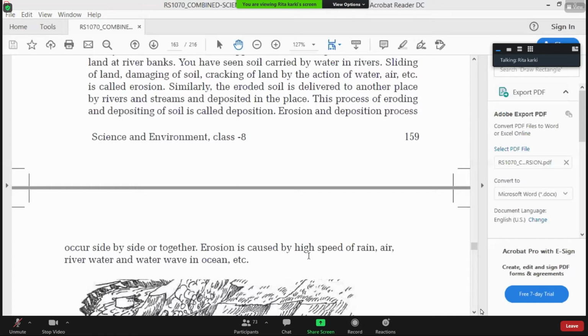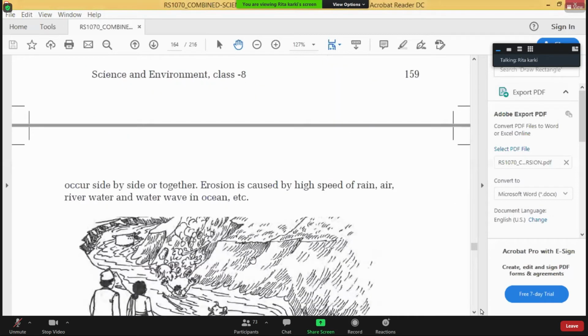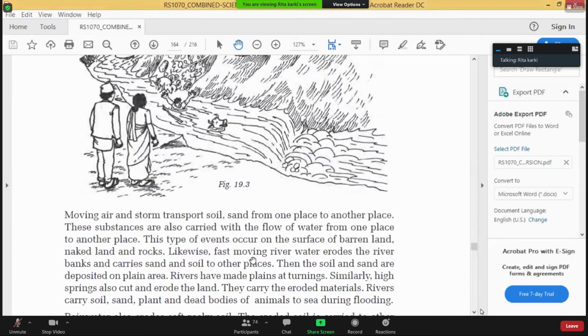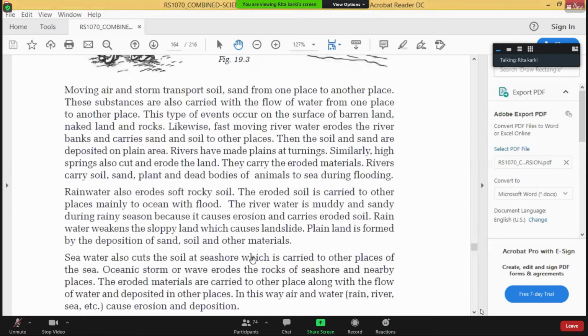The only condition is that there should be a high speed of rain, air, or river water for the soil to get eroded from one particular place and then get deposited in various other places. Basically, soil from one particular place gets eroded if the soil present there is loose. If the soil in agricultural land or in high places is loose due to the lack of green substances in those fields or areas, then the soil will move. Soil is very prone to move from one place to another.